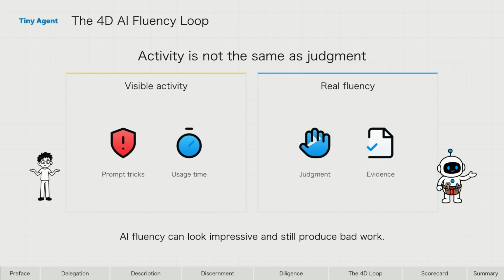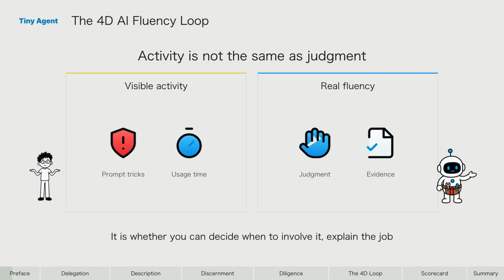AI fluency can look impressive and still produce bad work. Someone writes elaborate prompts, uses AI all day, and accepts a polished answer in seconds. The activity looks advanced. The judgment may be missing. The better measure is not how often you use AI.